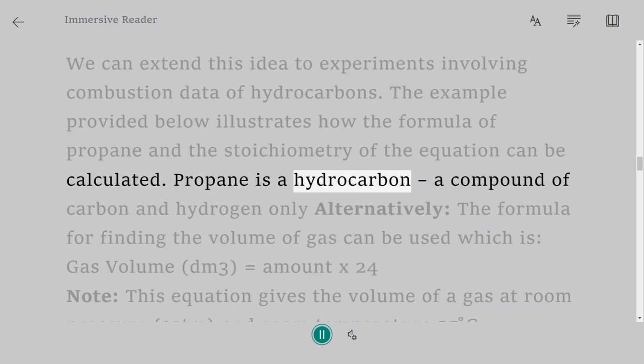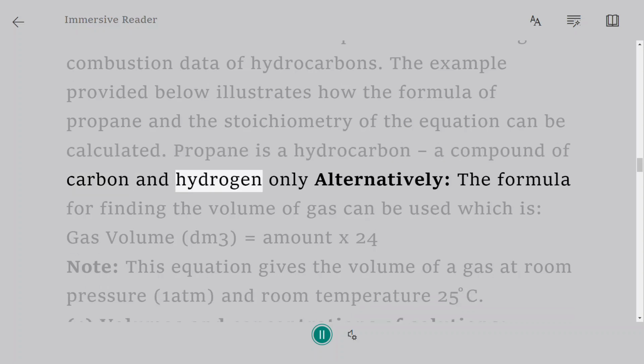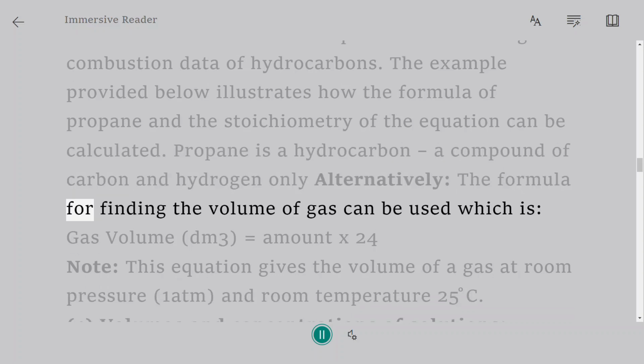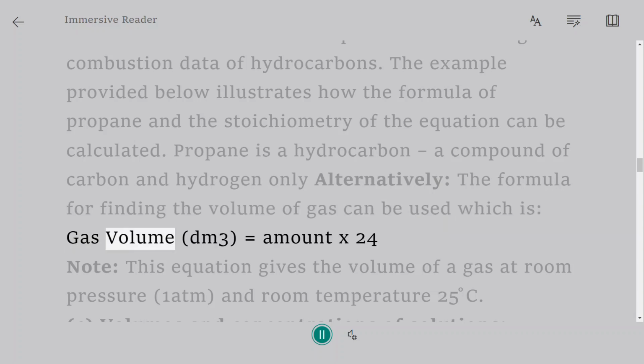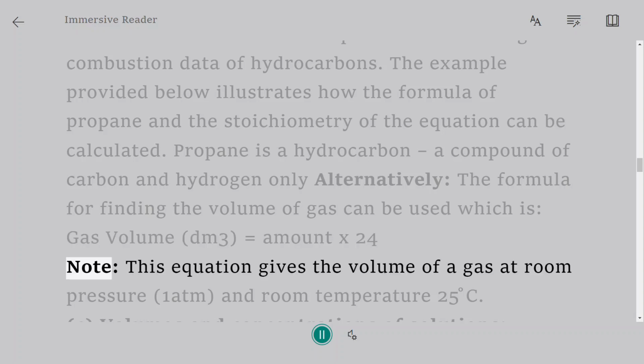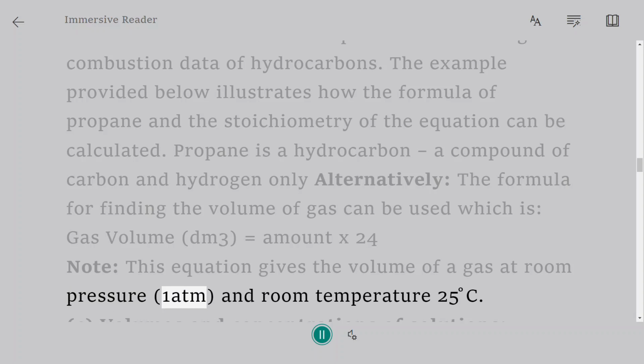Propane is a hydrocarbon, a compound of carbon and hydrogen only. Alternatively, the formula for finding the volume of gas can be used, which is gas volume, dm3, equals amount x 24. Note, this equation gives the volume of a gas at room pressure, 1 atm, and room temperature, 25 C.